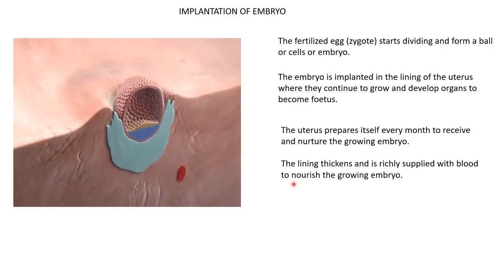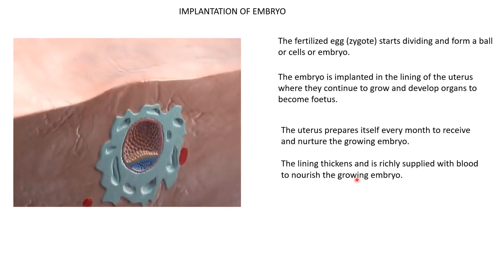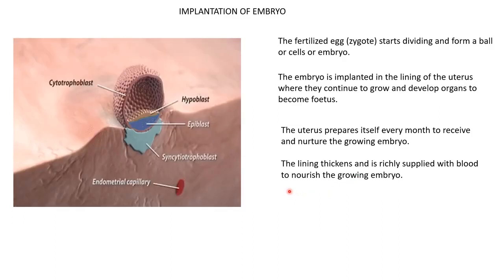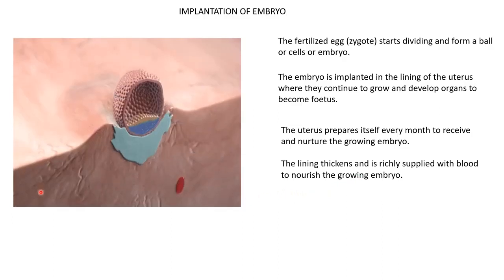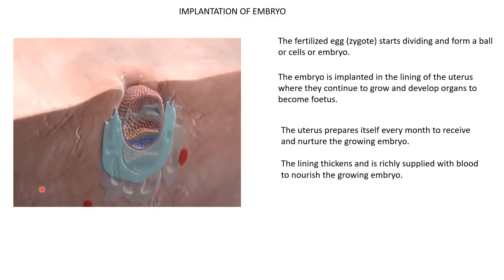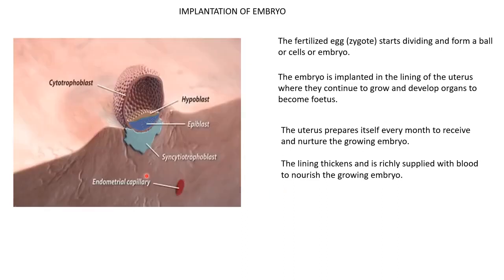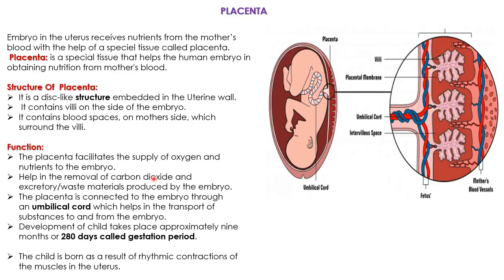The linings get thickened and it's richly supplied with blood to nourish the growing embryo. Now this animation shows how the blastocyst, that is the embryo, implants in the wall of the uterus. Once the embryo is implanted in the wall of the uterus, the embryo gets nutrition from the mother's blood.